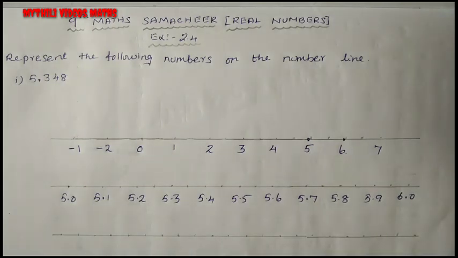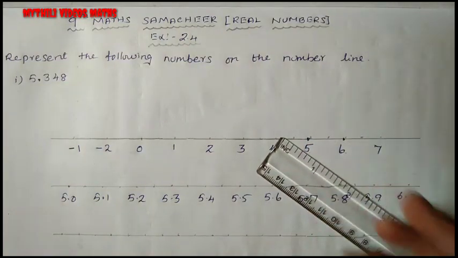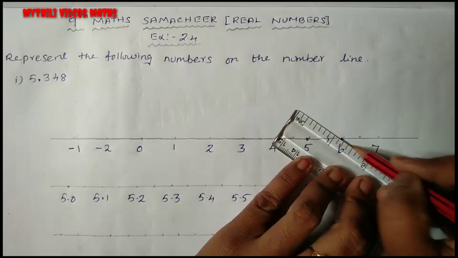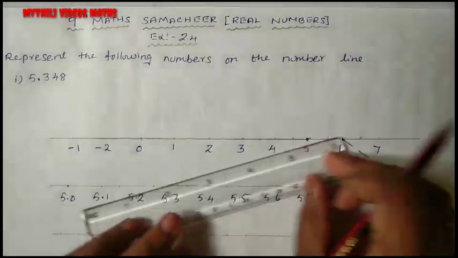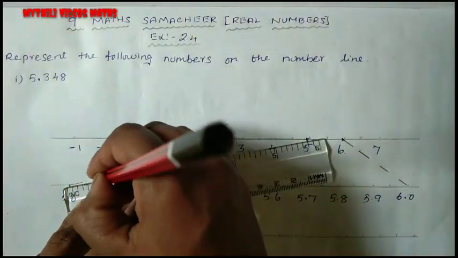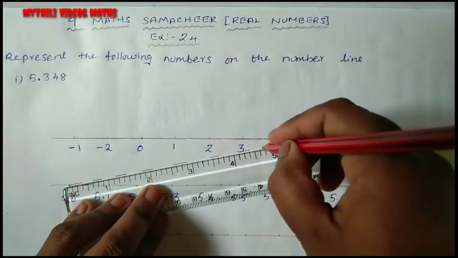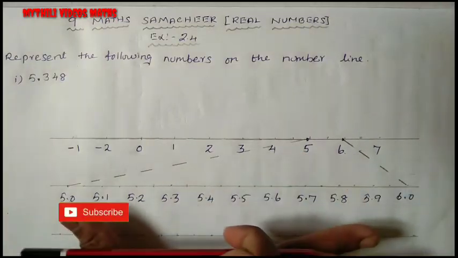Okay, and then do one thing, take a scale, take a pencil, just mark the two numbers, we have marked, right? Combine, take all the numbers that belong to it, like this 6. Okay, after that from 5. That clear, no? Like this. So the numbers between 5 and 6 are like this.